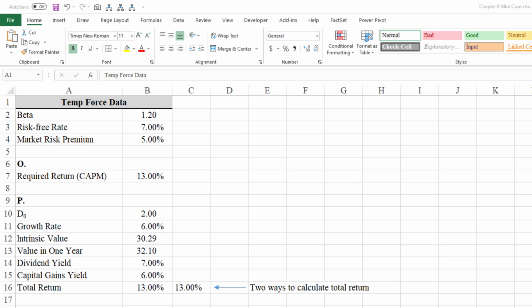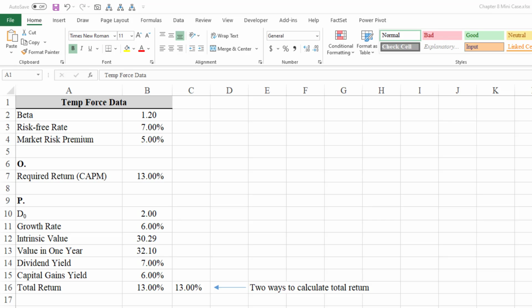they ask us, what is the expected return 1 year from now? Well, we do exactly the same thing. The only difference is we're shifting forward one period in time. So remember that dividend 1 would be $2 times 1.06, which is $2.12. But now we need dividend 2. So we're going to take the 2.12 times 1.06 and then divide that by 13% minus 6%. When we do that, we get $32.10.